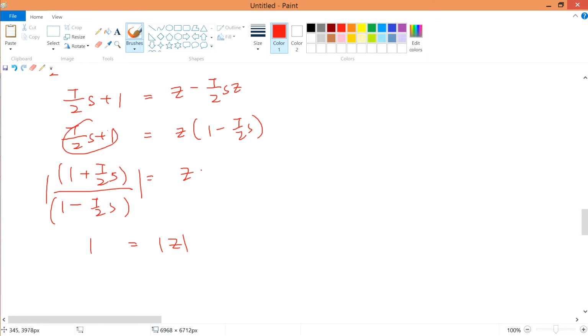This t over 2s plus 1, I just switch sides, so I just bring this one over here. This t over 2s, I put it over here. So instead of writing t over 2s plus 1, I write it as 1 plus t over 2s. Okay, so I just put it over here. In case you wonder what is going on over here. But anyway, this thing over here divided by this thing, when you bring it down, you have this thing.